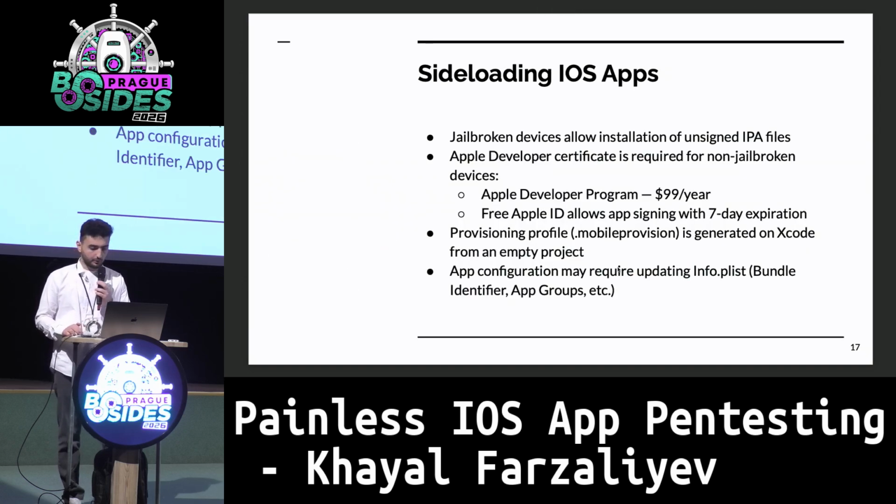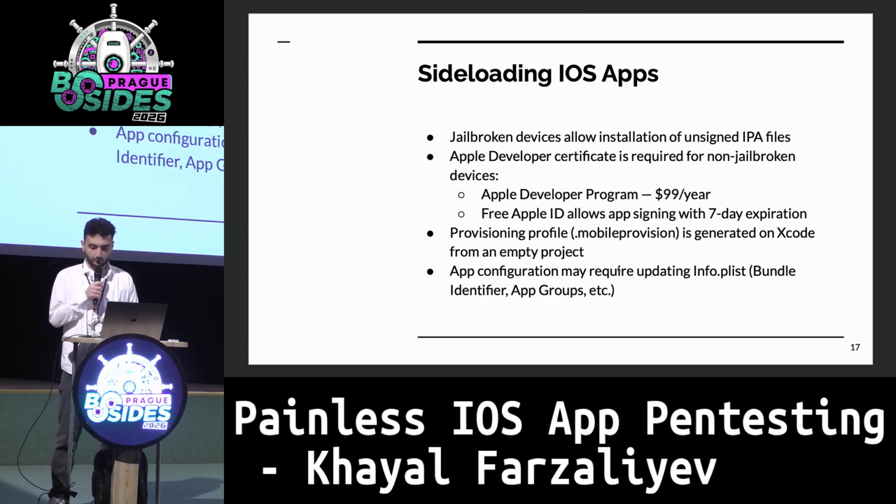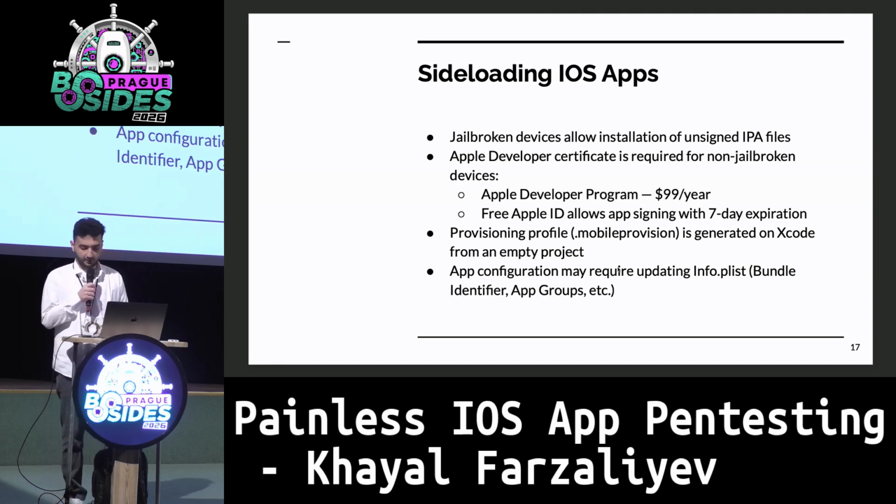Sideloading is the term for installing an app on an iOS device from a source other than the App Store. On a jailbroken device, you do not need to sign the app at all, as we said. You just install the raw IPA. But on a non-jailbroken device, every app has to be signed, and that's where things get interesting.